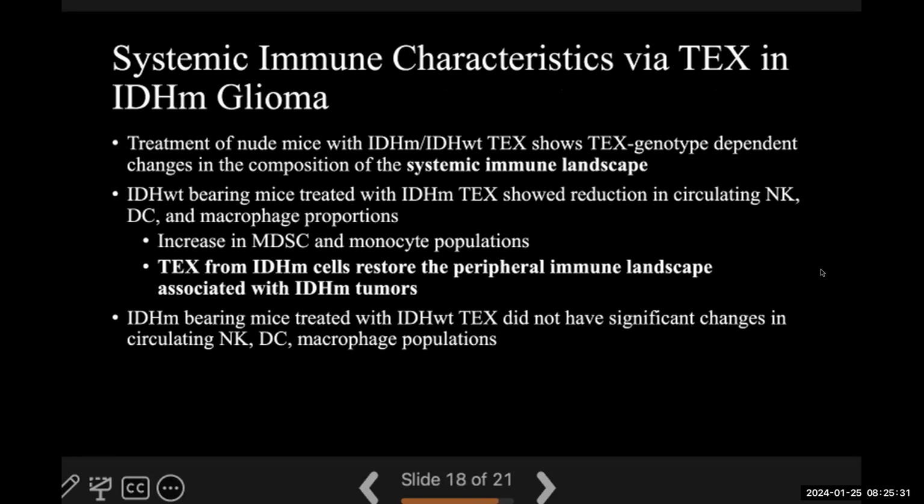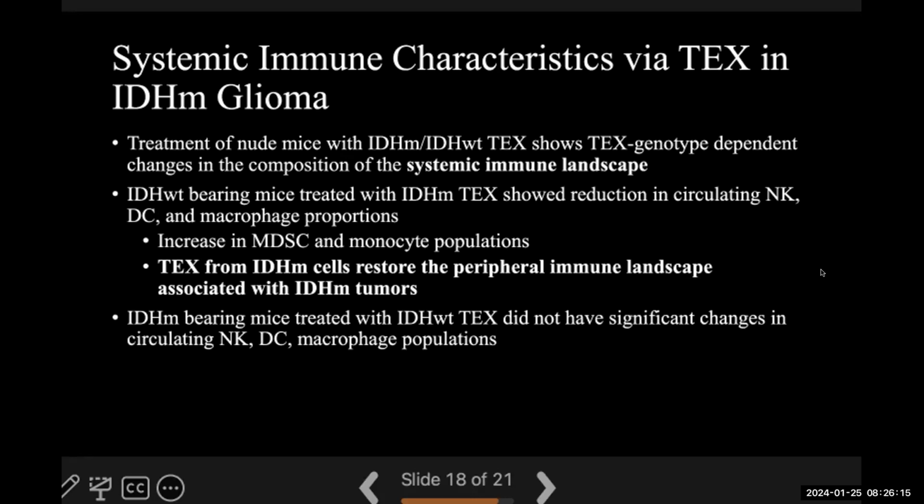When we treat nude mice with IDH mutant or IDH wild type exosomes, we see an exosome genotype dependent change in the composition of the systemic immune landscape. Basically, IDH wild type mice treated with IDH mutant exosomes showed a reduction in circulating natural killer cells, dendritic cells, and macrophage populations, similar to what we see right off the bat when we're looking at the tumor microenvironment of IDH mutant gliomas. Again, you see an increase in some of those immunosuppressive cell populations, like the MDSCs.